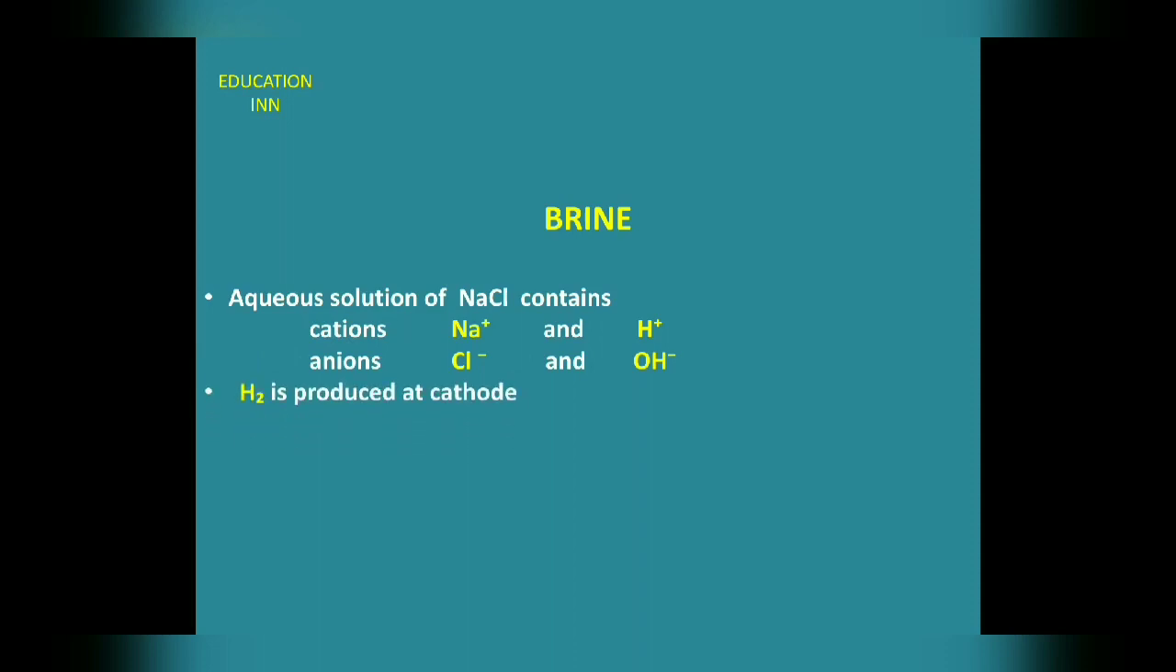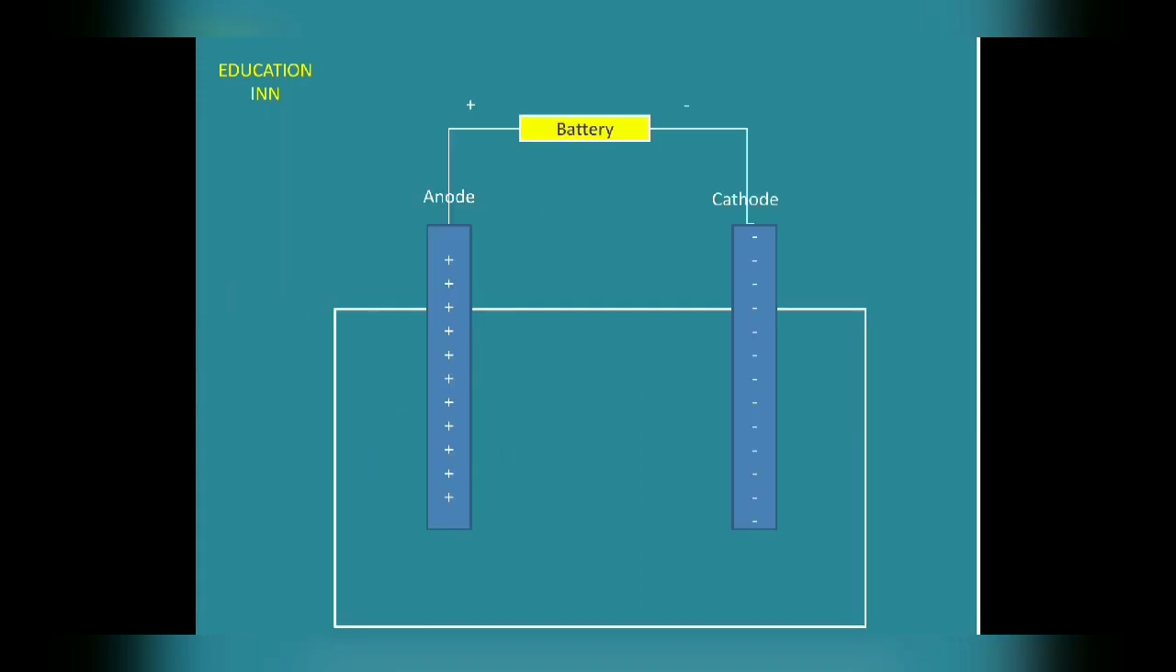Hydrogen gas is produced at the cathode. Chlorine gas is produced at the anode. Sodium hydroxide is collected in this cell. This is the basic summary of this process of manufacturing of sodium hydroxide.